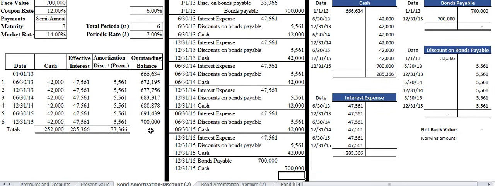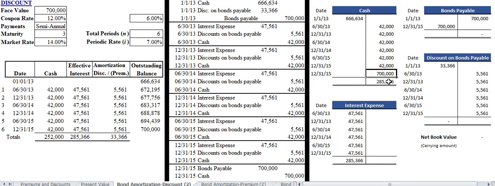Okay, and that goes there, and so you received a total of 666,634, and you paid out a total of $285,366. That's the total difference in cash inflow and cash outflow, which matches the total effective interest that you booked, right? So now your interest expense matches the cash outflow on a total basis, not on a periodic basis, because remember, in this accounting, we use accrual accounting, which changes, you know, the cash flow and the actual accounting of expenses are not going to match due to the matching principle, okay?